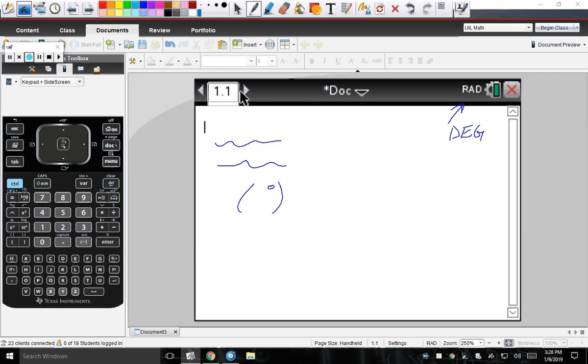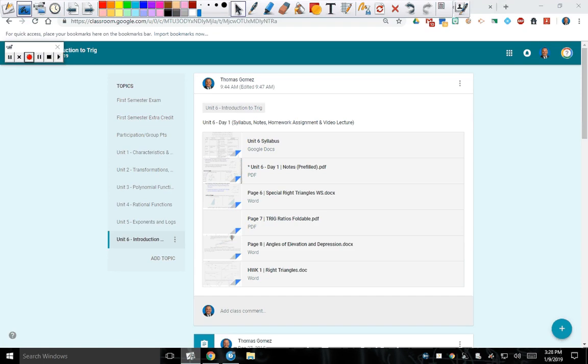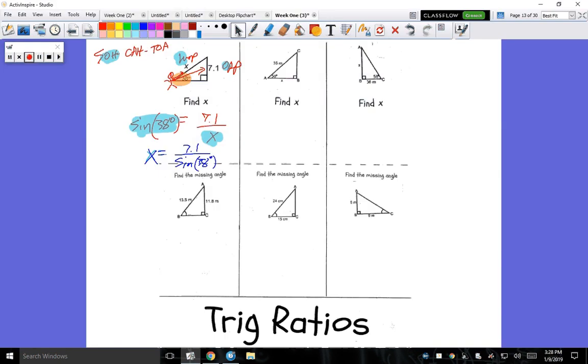You have one or the other. I'm going to show you both. So let's keep it in radian mode for now. Let's go back to our notes, and we're going to solve this by putting it into the calculator.